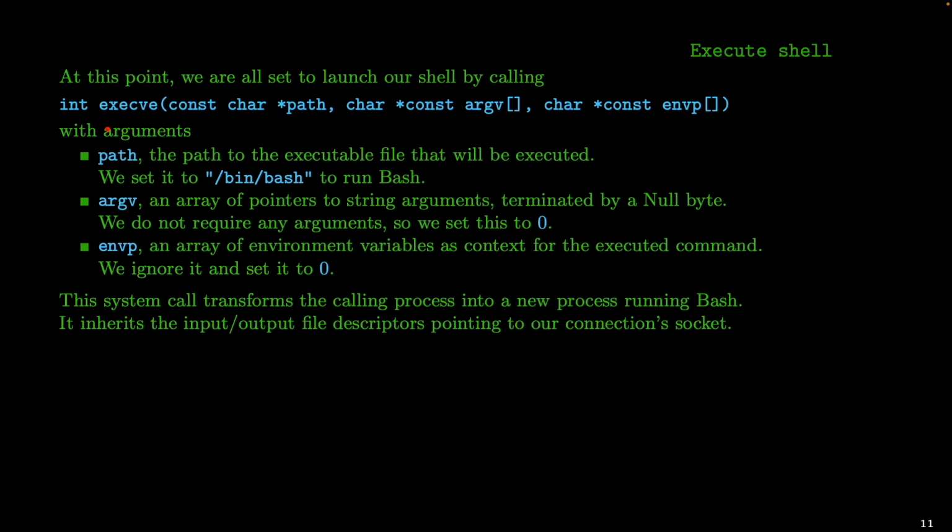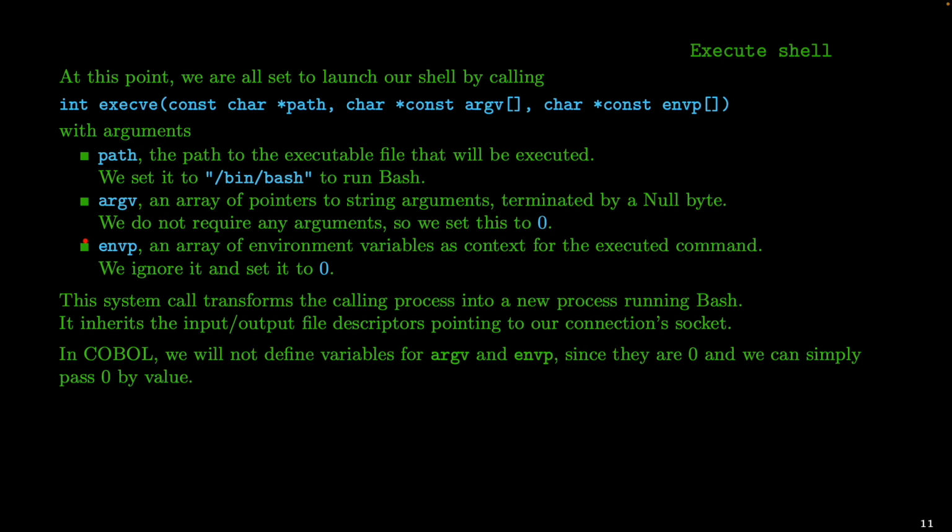What happens when you run execve is that it transforms the calling process into a new process running the bash. And this new process inherits the input-output file descriptors from the old one. So they will still point to our connection socket. Since the last two arguments for execve are both 0, I will not define any variables for them. I will just pass 0 by value to this system call.